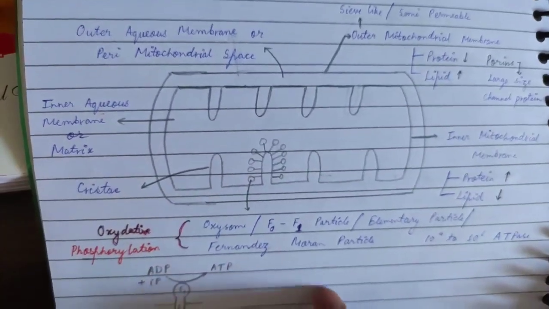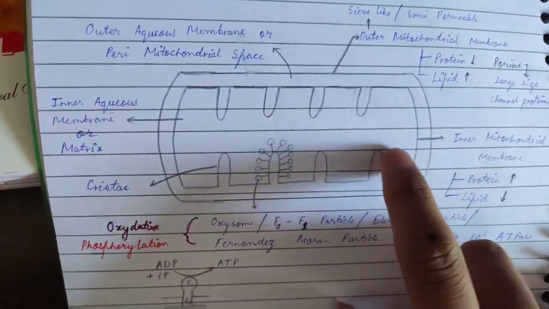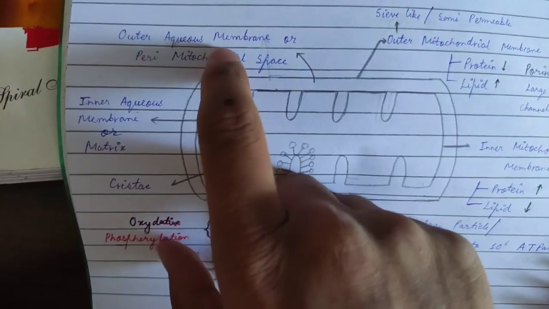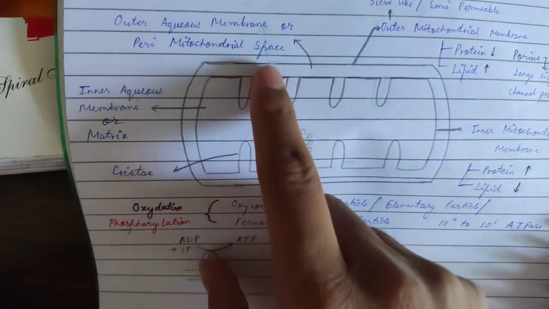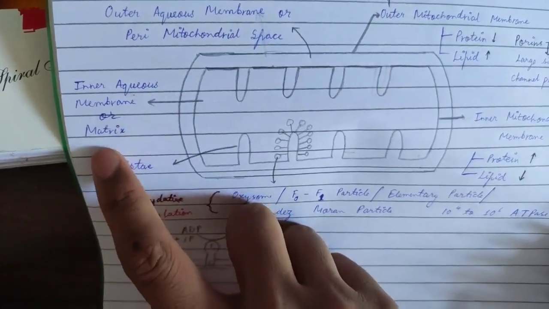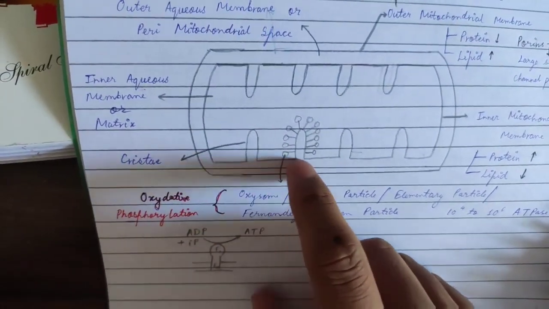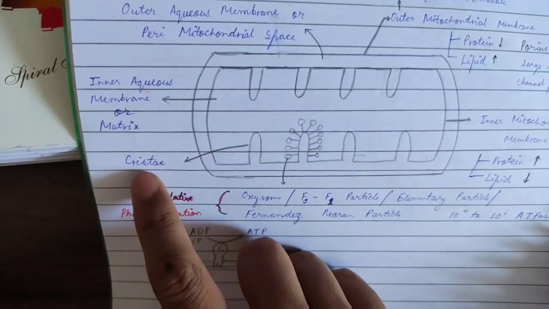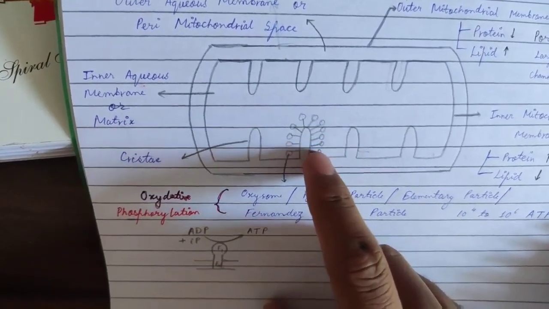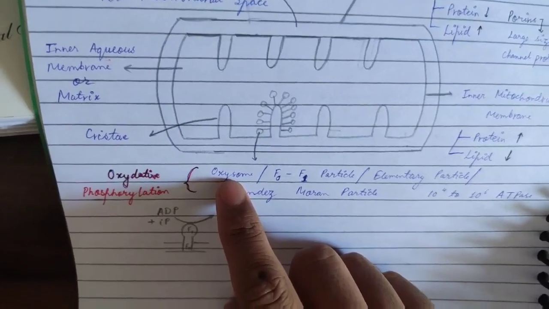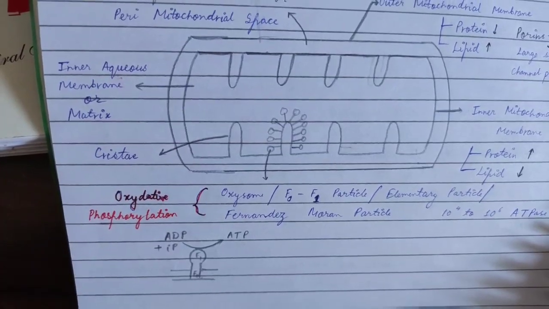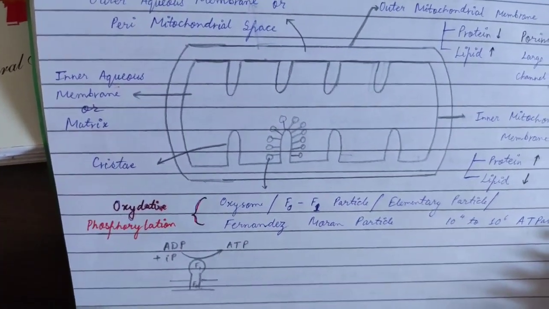Okay, now there are basically two types of space, outer mitochondrial and inner mitochondrial space. The outer one is also known as outer aqueous chamber or perimitochondrial space, and the space present inside is known as inner aqueous chamber or matrix. Okay, now these finger-like projections are basically crista, or cristae. Now it has also projections inside it. Okay, these are basically oxysomes, also called F0 F1 particles or elementary particles, and also known as Fernandez Moran particles.